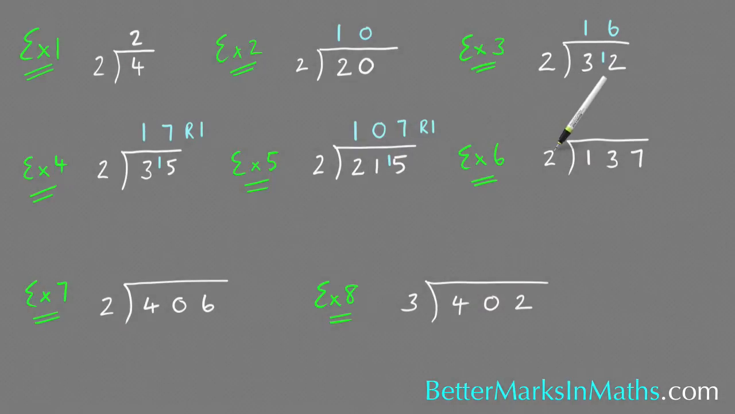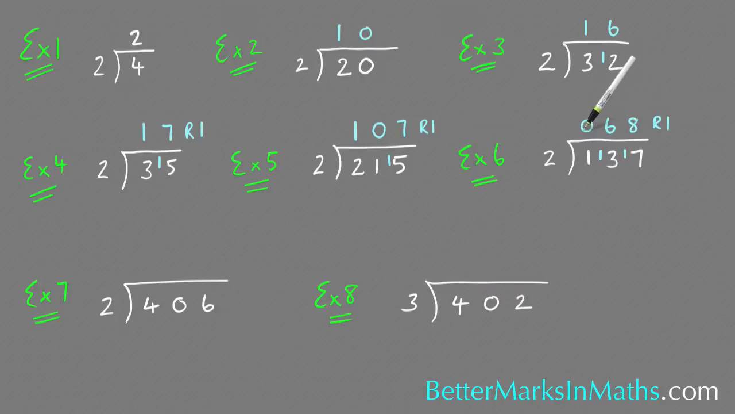Example 6, how many 2's in 137? How many 2's in 1? There are none. Now you can put a 0 here if you like, and then because you haven't used that 1, carry it, and then go, how many 2's in 13? And the answer is 6 with 1 left over. And then how many 2's in 17? There's 8, and there's a remainder of 1.